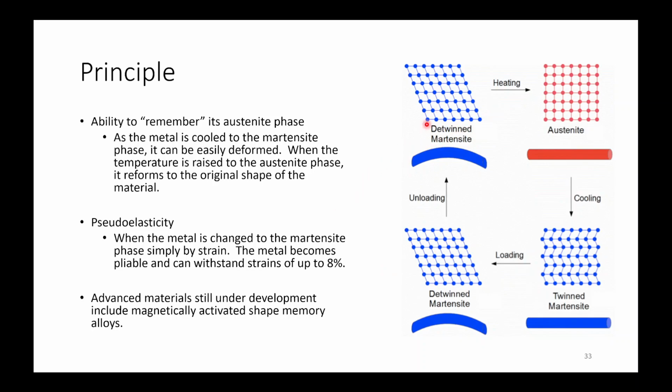Now this is how we can convert detwinned martensite by heating into austenite, and then upon cooling it again becomes twinned, and then on loading it can get detwinned. On unloading it again becomes its original shape.